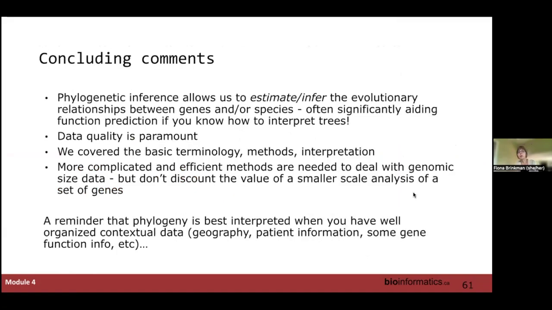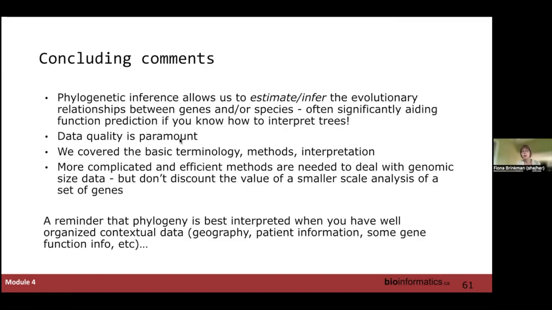So, concluding comments before I open up to questions, and we're going to do this interactive session after. I want to emphasize again that phylogenetic inference allows us to infer evolutionary relationships. There's a famous quote that looking at history is fundamentally impossible, but necessary and highly important. So whenever we're looking at history, we often can't know exactly what's happened, but we can often learn some things about what's happened. And this often significantly aids in function prediction if you know how to interpret trees, but you can infer things and gain hypotheses.